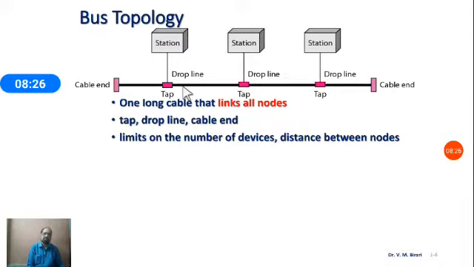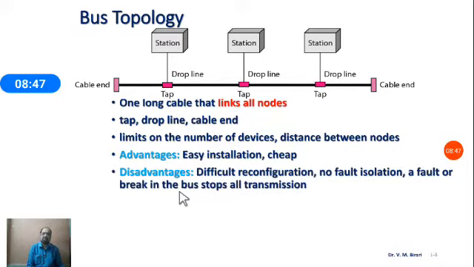So what the distance between the nodes should be depends upon the type of cable we are using, which we have yet to study, or you might have studied this in DCOM as well as in ITCT. So remember this part. Advantages: easy installation, it is cheap, only a single cable is required, and the number of taps we are using. Disadvantages: difficult reconfiguration, no fault isolation, and a fault or break in the bus stops all retransmissions.